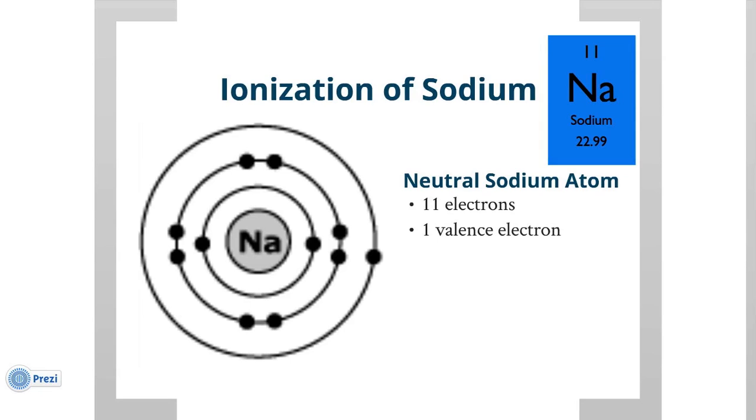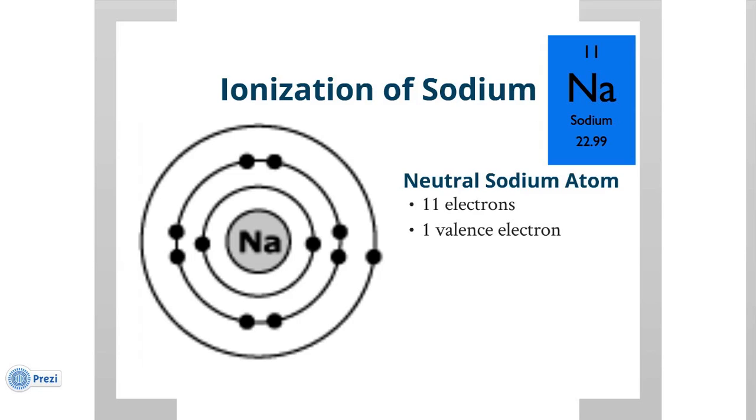Let's take a look at what happens when sodium is ionized. Look at the periodic table, it has an atomic number of 11. Therefore, the neutral sodium atom will have 11 protons and 11 electrons. Look at the figure to the left. You can see that it has 1 valence electron.